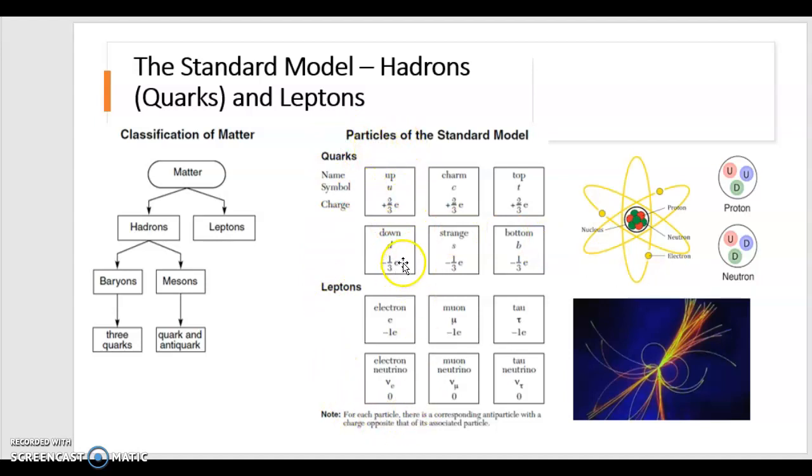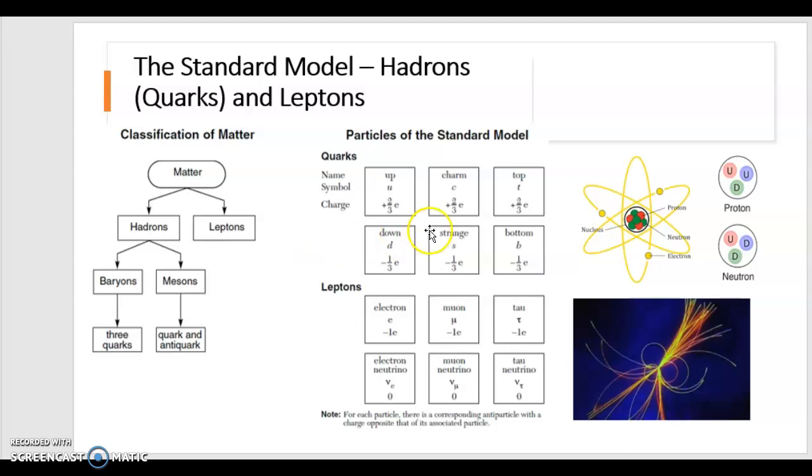Up and down quarks make up our protons and neutrons, and we have our electron. The neutrinos are so small we don't really experience them. They just go right through our body. They're out there, but we don't really experience them. Okay, so these four particles here, the quarks and the leptons, are really what we see and experience every day.